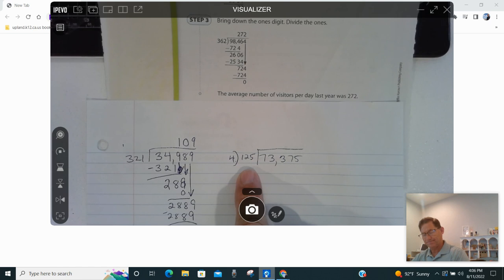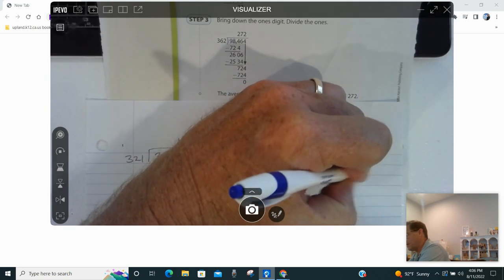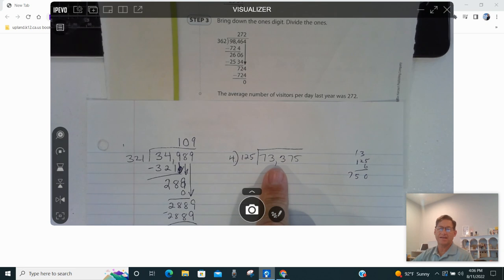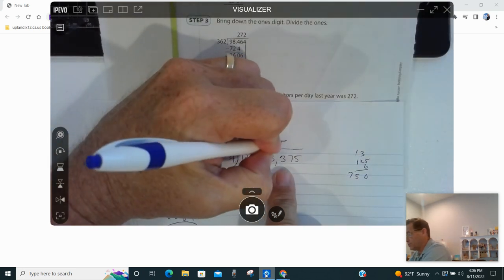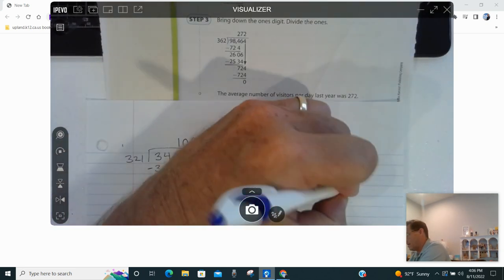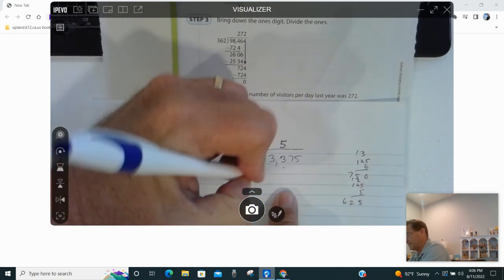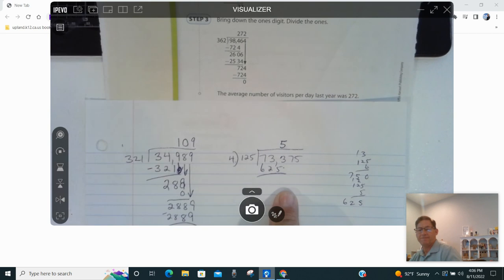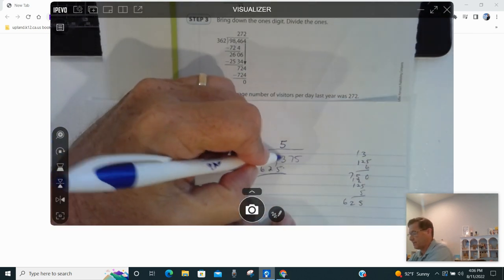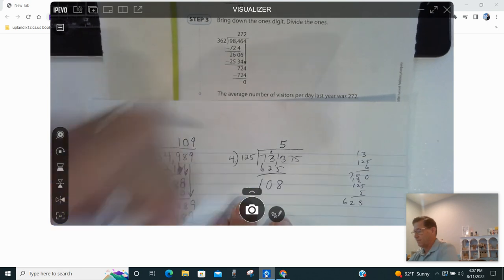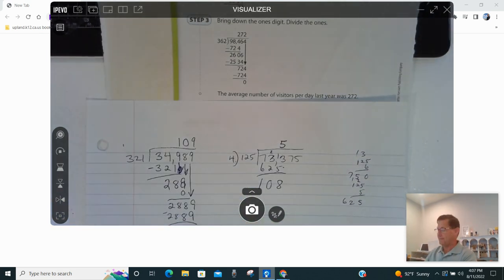Maybe 6. Let's see. 125 times 6 is 750. Oh, so that's slightly too big. So I'm going to use 5. 125 times 5 is 625. I can't subtract 5 from 3, so I'll regroup. So I have 108 left.